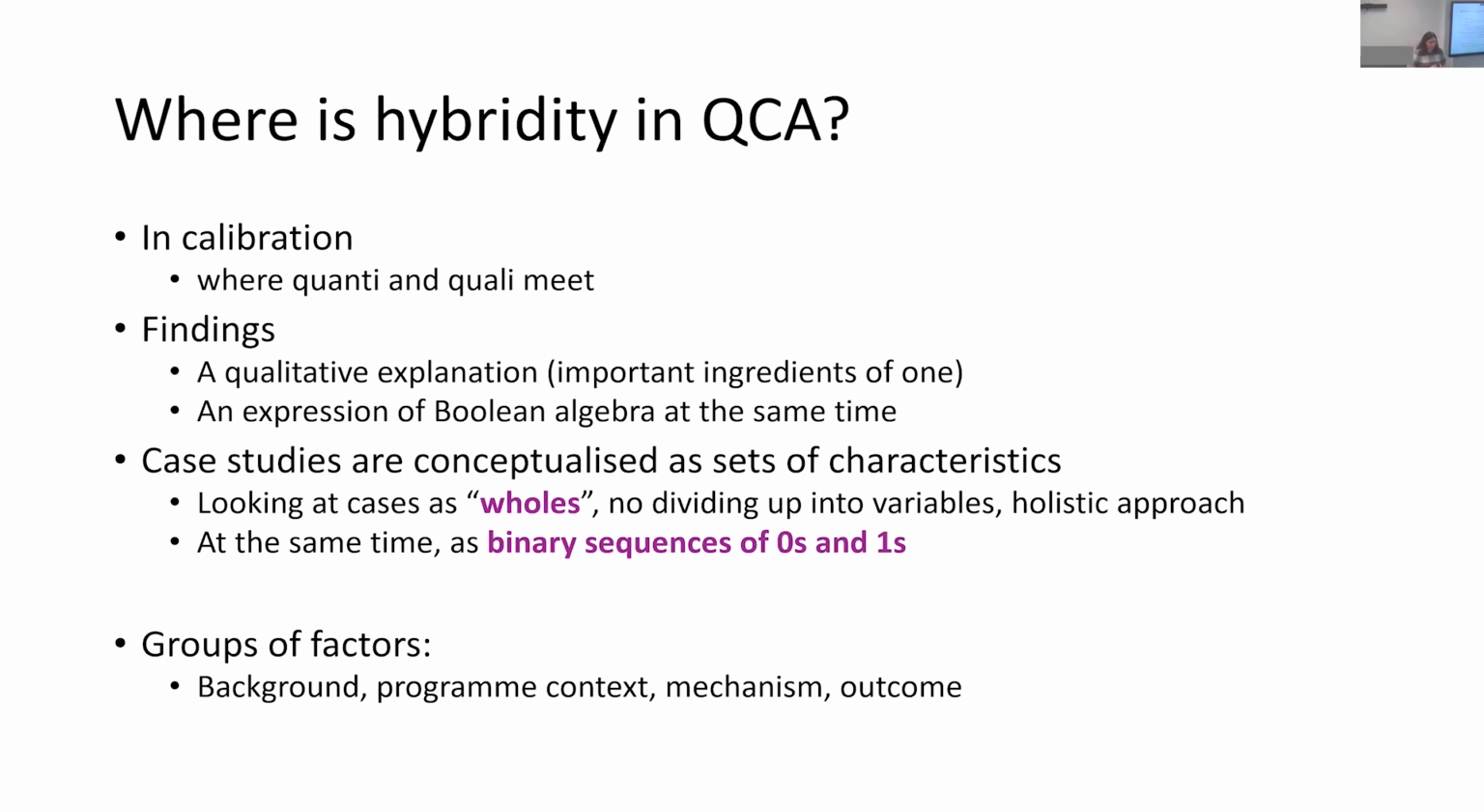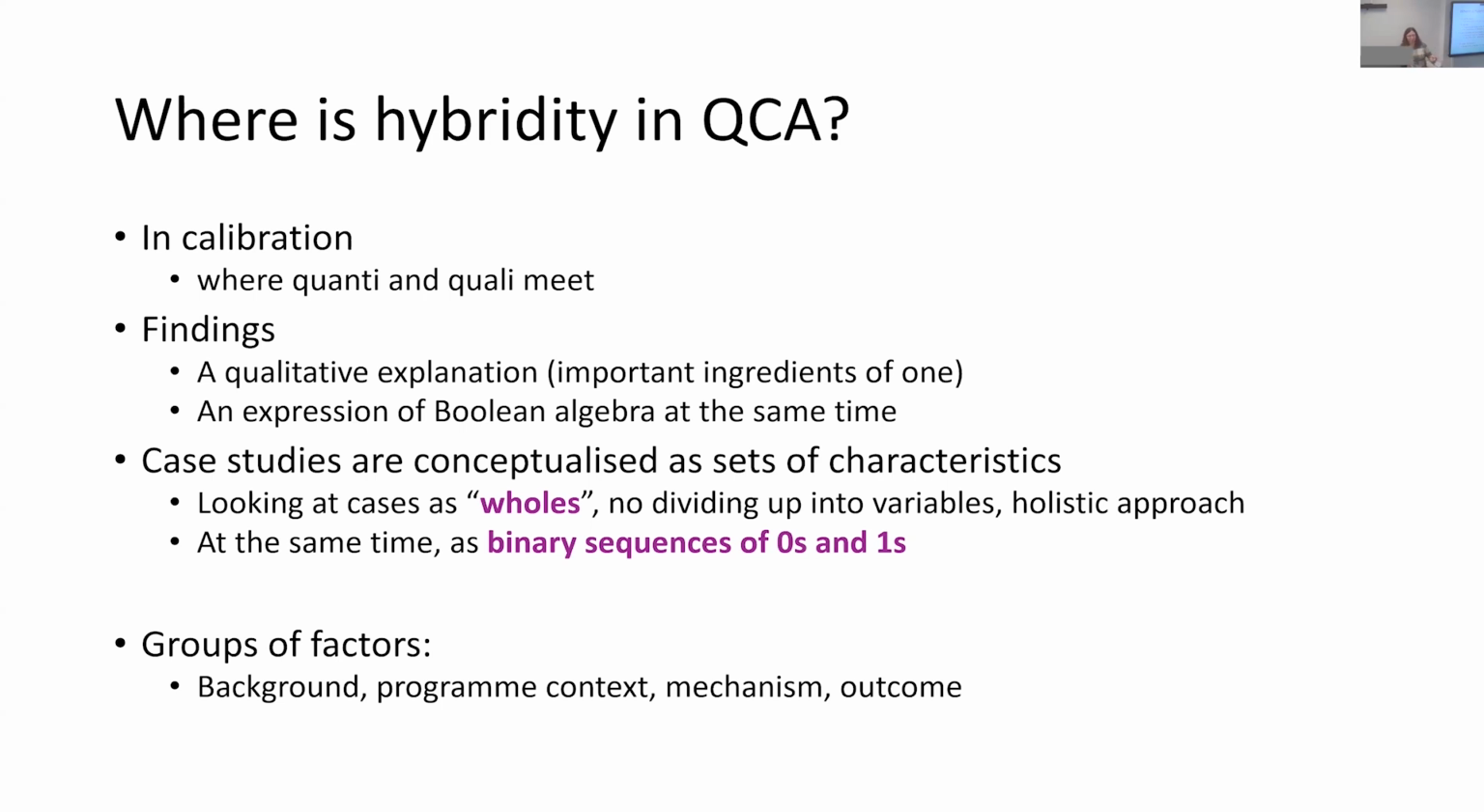Then another issue is, what do the findings look like? Sometimes you have to give an example, because it's something that many have never seen. The findings are essentially a qualitative explanation at the same time, or at least a list of important ingredients of a qualitative explanation. But at the same time, it's an expression of Boolean algebra.